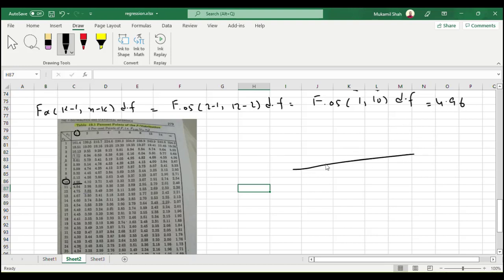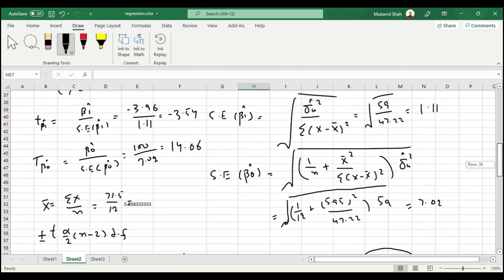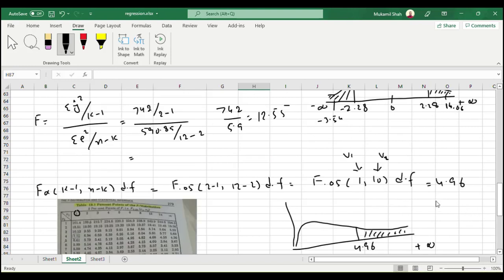If we sketch the diagram of the F distribution, it goes from 0 to plus infinity, and this is 4.96. You can see the F table value is 4.96 and the calculated value 12.55 falls in the rejection region. Therefore we reject H0 and we conclude that yes, the overall model is statistically significant.